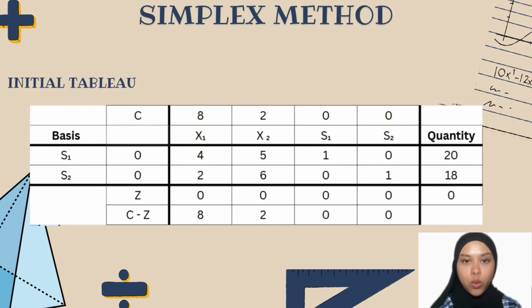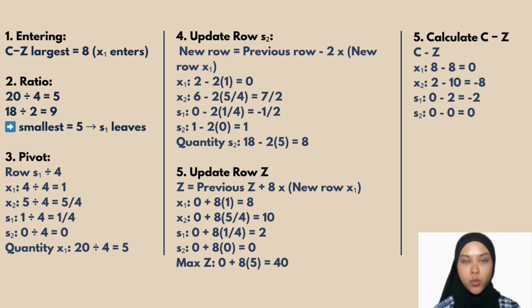In the first row, which is the S1 row, the value in column S1 is 1 and in column S2 is 0. In the second row, which is the S2 row, the value in column S1 is 0 and in column S2 is 1. This is because each slack variable only belongs to its own constraint. And then the Z row starts with zeros. Next, we calculate C minus Z. 8 minus 0 equals 8 and 2 minus 0 equals 2. Since 8 is the largest value, x1 is selected as the entering variable.